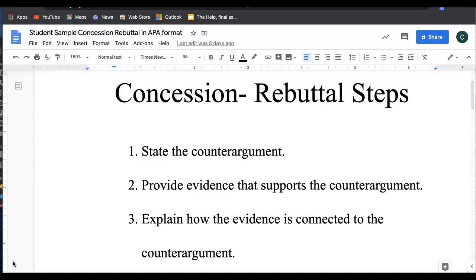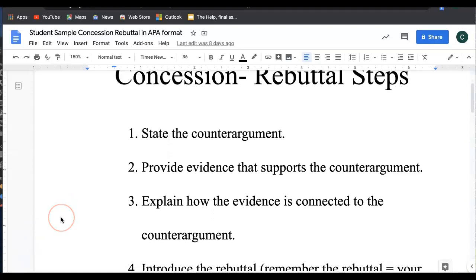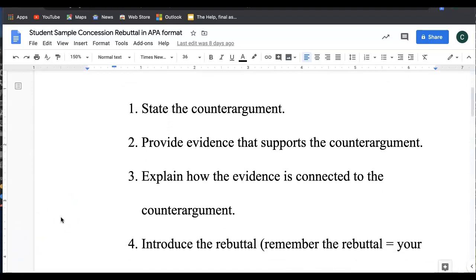So, to get started, we have the first 3 steps, which are state the counter argument. That is when you state that there is an opposite side to whatever it is that your claim is. Provide evidence that supports that counter argument. You got to show the evidence that other people are trying to use against the argument that you're creating, and then explain how the evidence is connected to the counter argument.